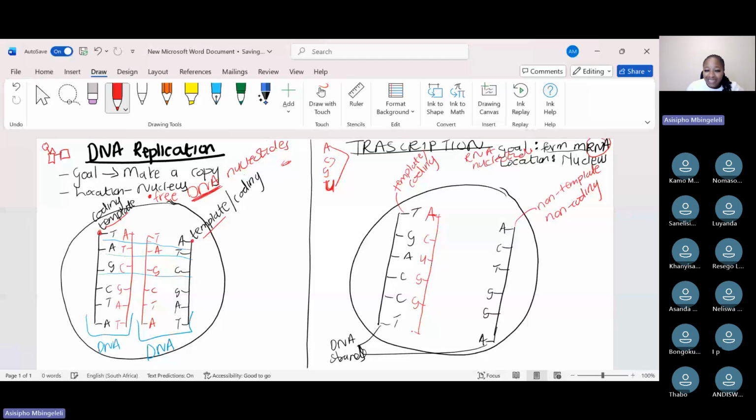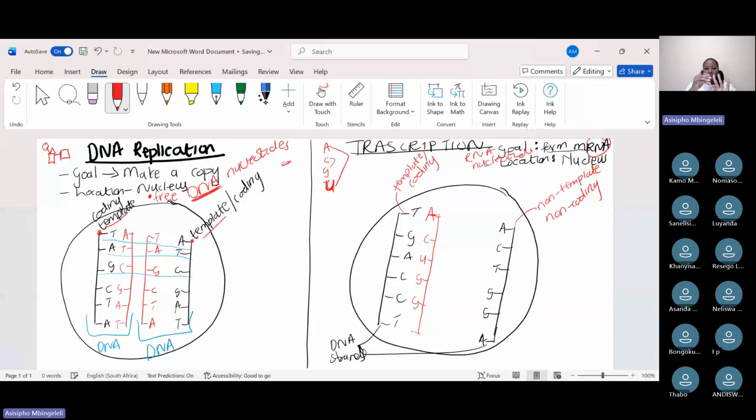Point number 4, done. We used free RNA nucleotides to form a messenger RNA strand. How did we form this messenger RNA strand? A will be paired with U. If we have an A in DNA, it will be paired with U. C will be paired with G. But if we are pairing a T that is in DNA, we still pair it with an A, because A is available and it will be paired with the T.